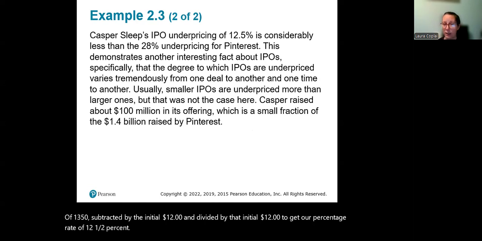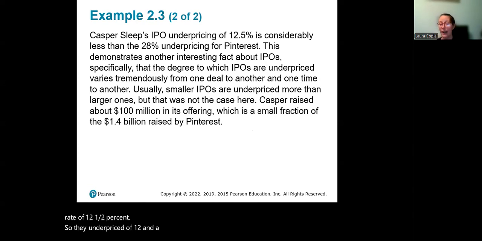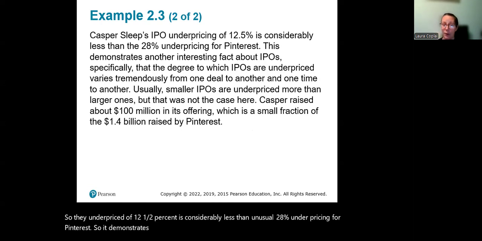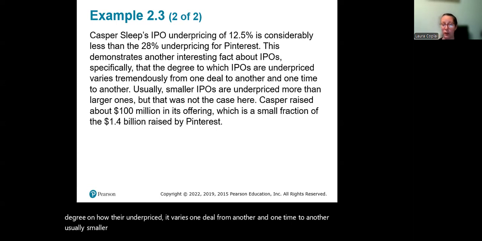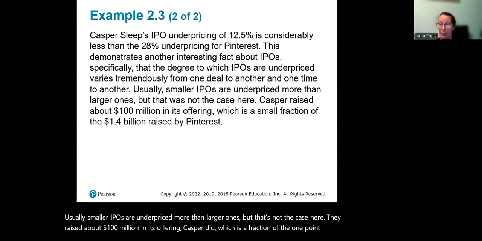The underpricing of 12.5% is considerably less than the usual 28% underpricing for Pinterest. So it demonstrates another interesting fact about IPOs, which is the degree to which they're underpriced. It varies from one deal to another and from one time to another. Usually smaller IPOs are underpriced more than larger ones, but that's not the case here. Casper raised about $100 million in its offering, which is a fraction of the $1.4 billion raised by Pinterest.